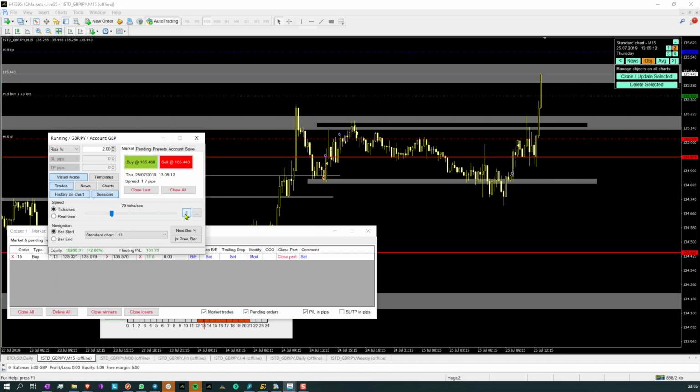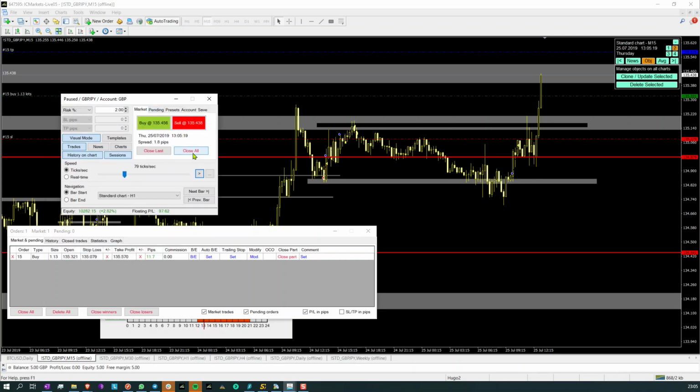Go up, go up, go up. Okay. 11. 11 pips. Because we are in this gray zone, I'm closing 50% and setting the rest to break even. Let's see if we can take that target or not.